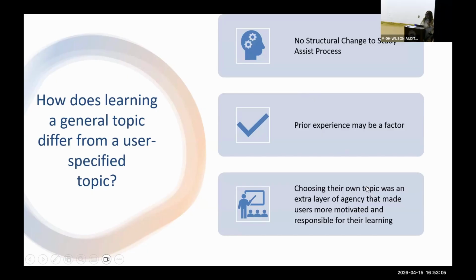Being able to choose their own topic was another layer of agency that also motivated them. They were more likely to want to critique things and answer those reflection prompts. So prior experience with the topic is definitely a big factor in people's willingness to learn, and that also tracks with when people choose to learn.